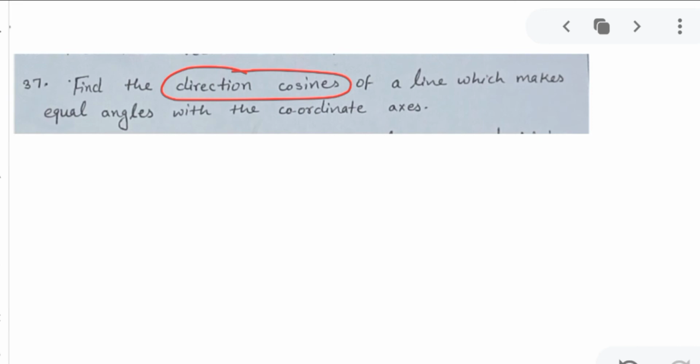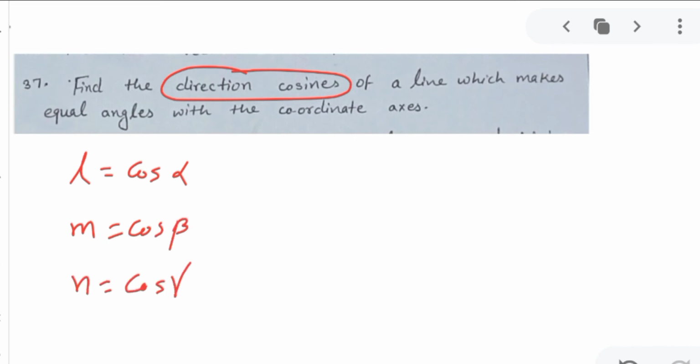Suppose L, M, N are the direction cosines. You will write: let L, M, N be the direction cosines, and alpha, beta, gamma be the angles made with the x-axis, y-axis, z-axis. Then L will be cos alpha, M will be cos beta, N will be cos gamma. That we have to find. But now we don't know alpha, beta, gamma, so a condition is given.